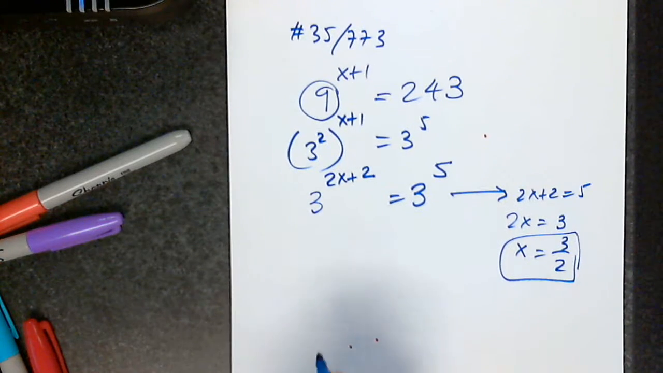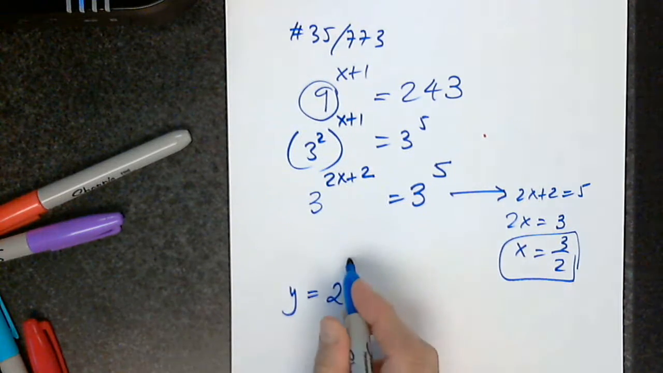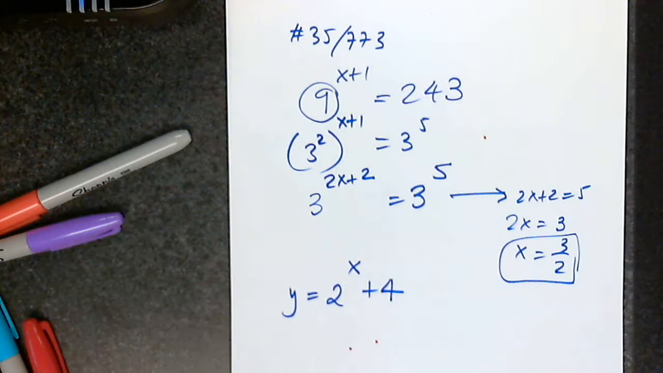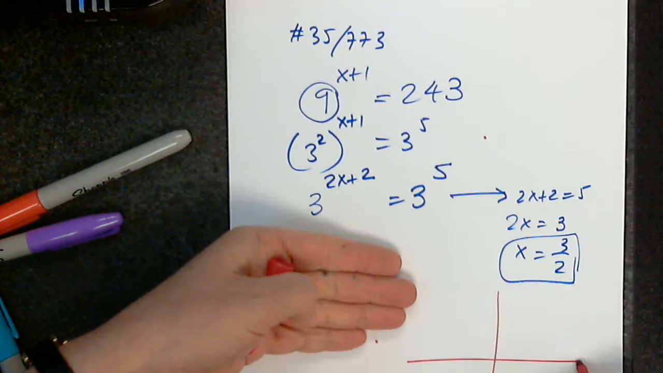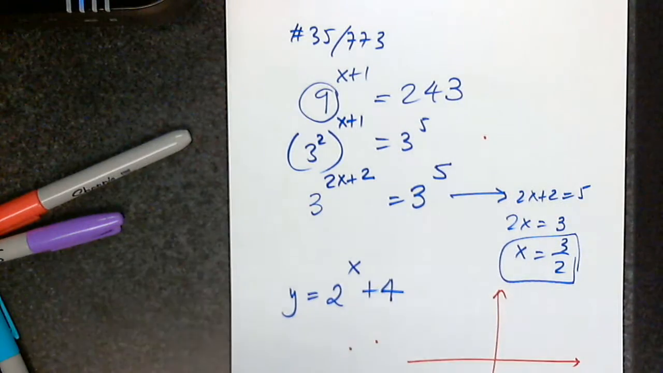I want to graph the function y equals 2 to the x plus 4. What type of function am I graphing? Exponential function. What are the two possibilities? Forget about this for a moment. What are the two possibilities for an exponential function? How can an exponential function look like?